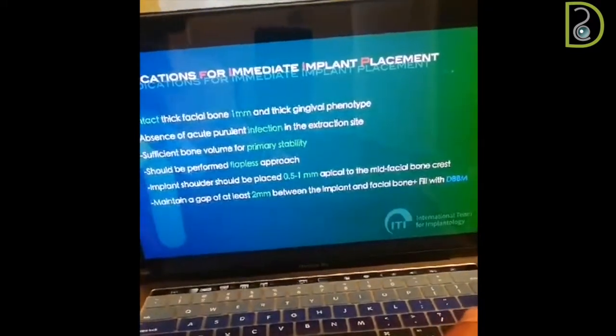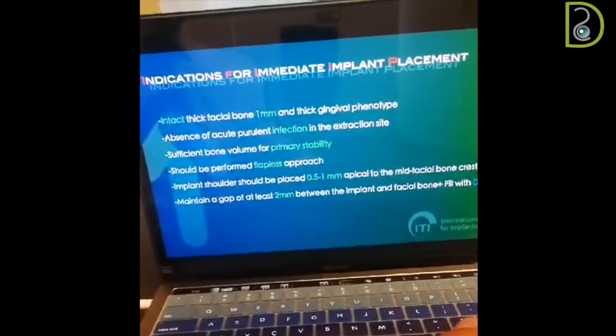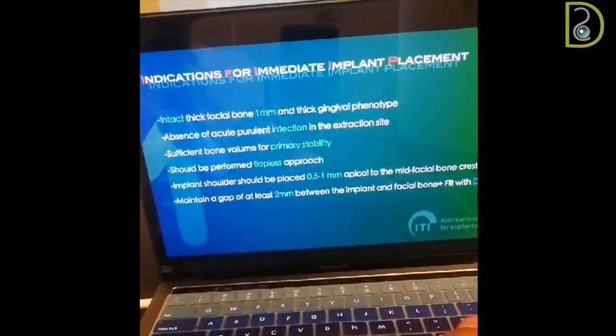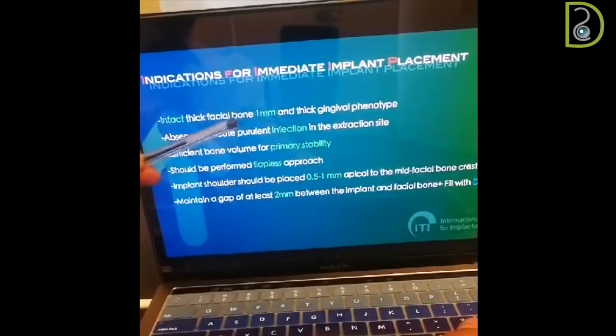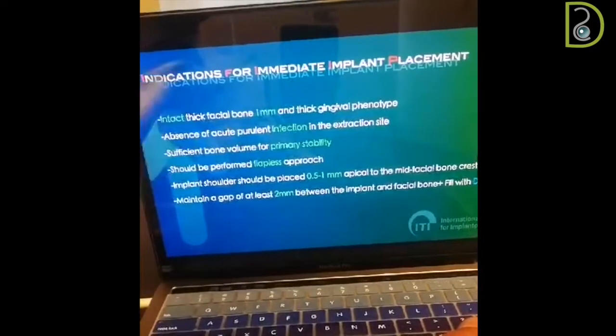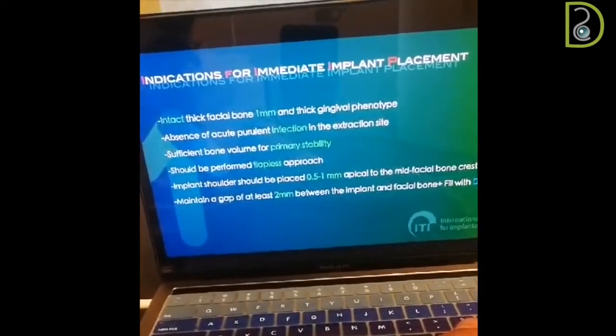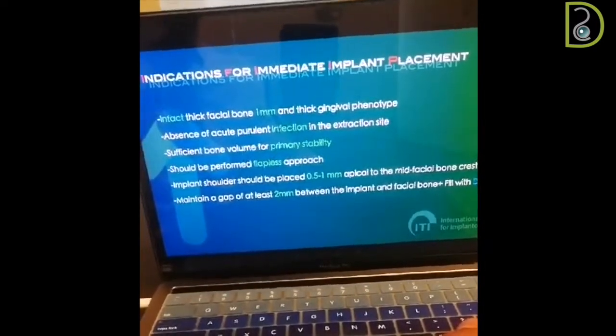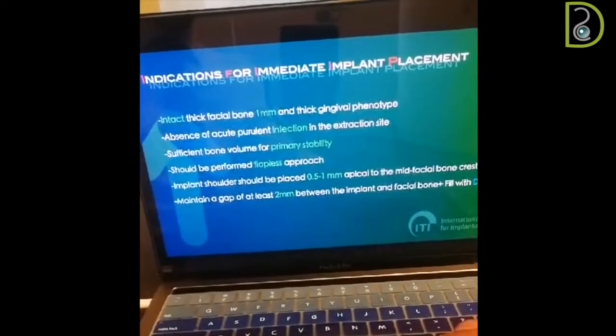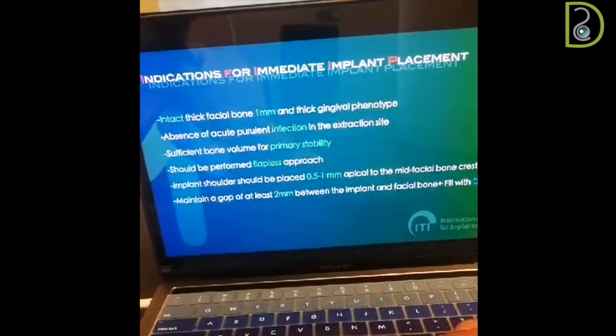Recently, the ITI came with this recommendation for immediate implant placement, and they mentioned these 6 categories. First, you need to have an intact thick facial bone of at least 1 millimeter and a thick gingival phenotype. Second, no active or acute infection should be in the area, and you have enough palatal bone to stabilize your implant, and the implant should be placed in a flapless approach.